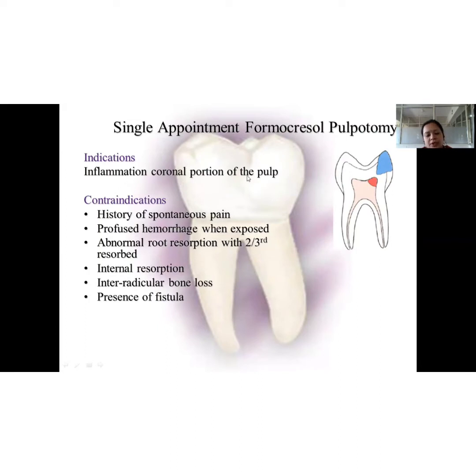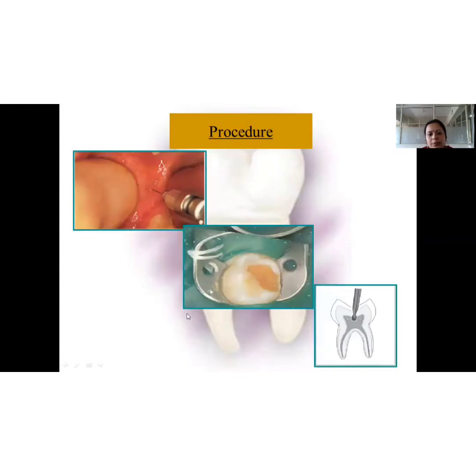Inflammation of the coronal portion is an indication. The contraindications are history of spontaneous pain, profuse hemorrhage when exposed, abnormal root resorption, two-thirds root resorption, internal resorption, interradicular bone loss, and presence of fistula. These are the contraindications of formocresol pulpotomy.